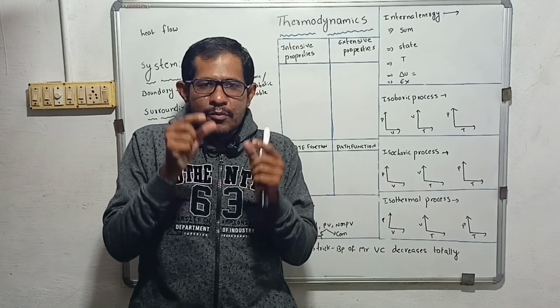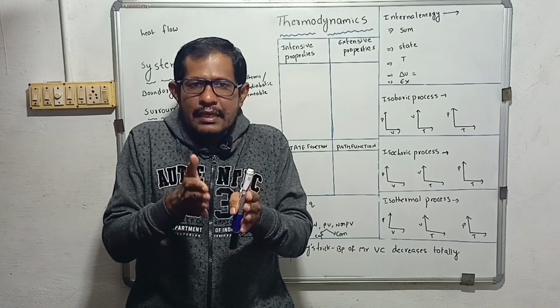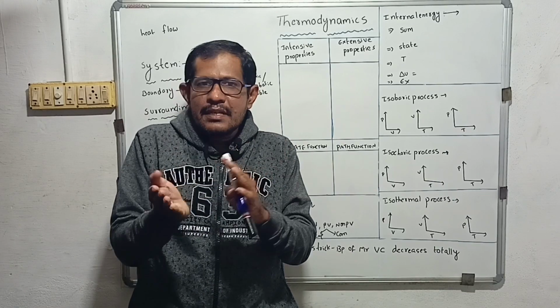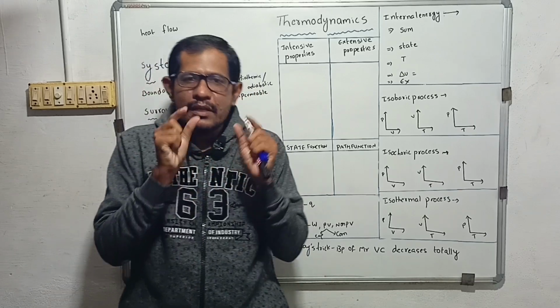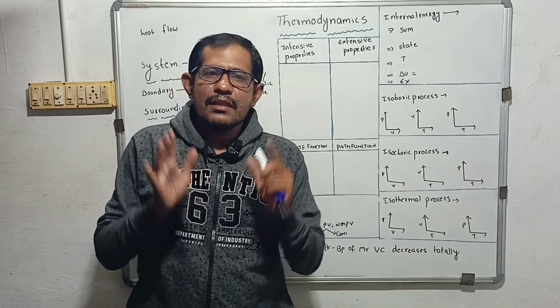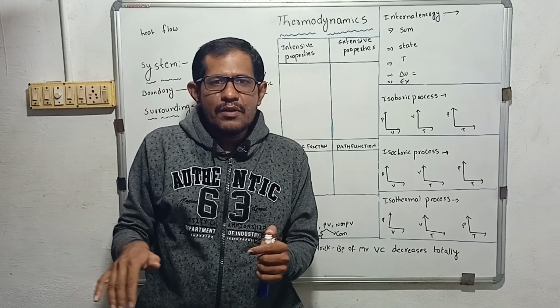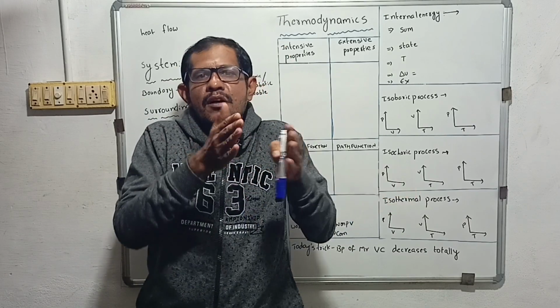Now, what is the boundary? The boundary differentiates the system and surroundings. The specified part that we need to study is the system. Other than the system, the remaining all are surroundings. The line which separates the system and the surroundings is called the boundary.